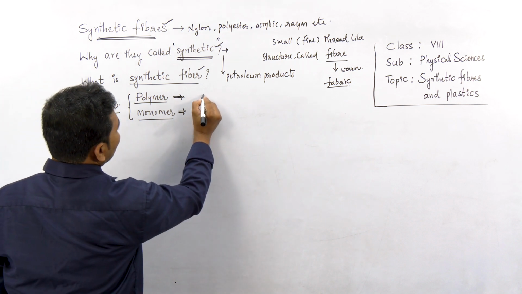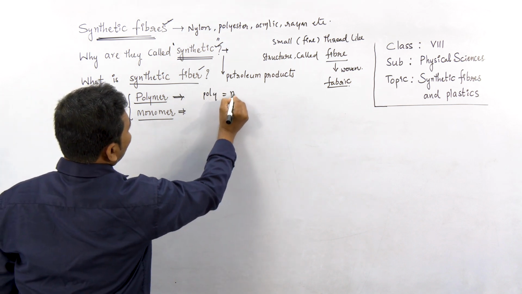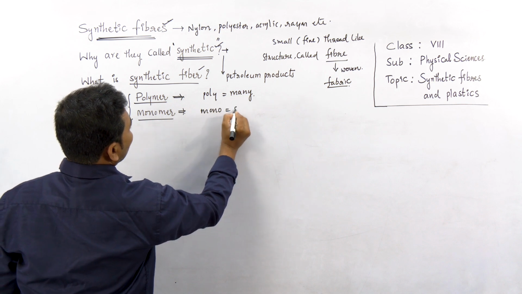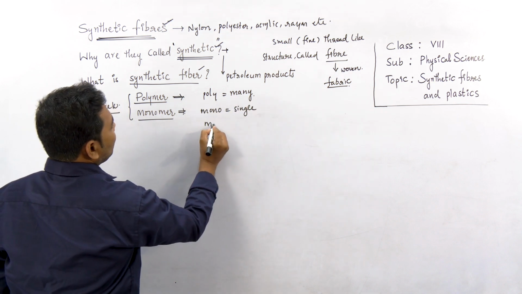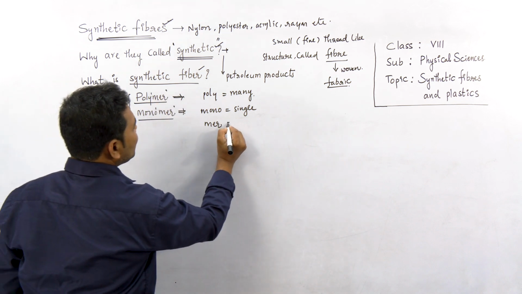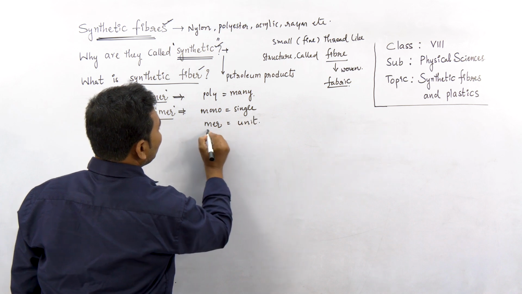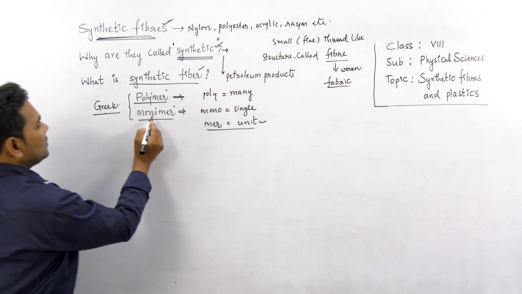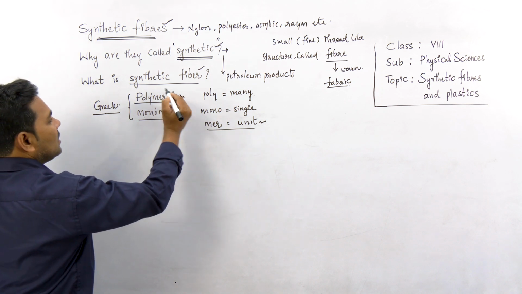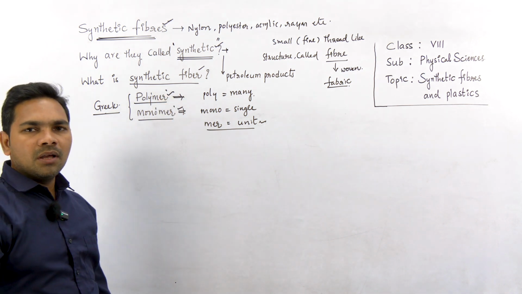In Greek, the word poly represents many and mono represents single, and here one more word, polymer, monomer. This mer is equal to unit. If there is a single unit, we call it monomer. If there are many such repeating units joined together, we call it a polymer.